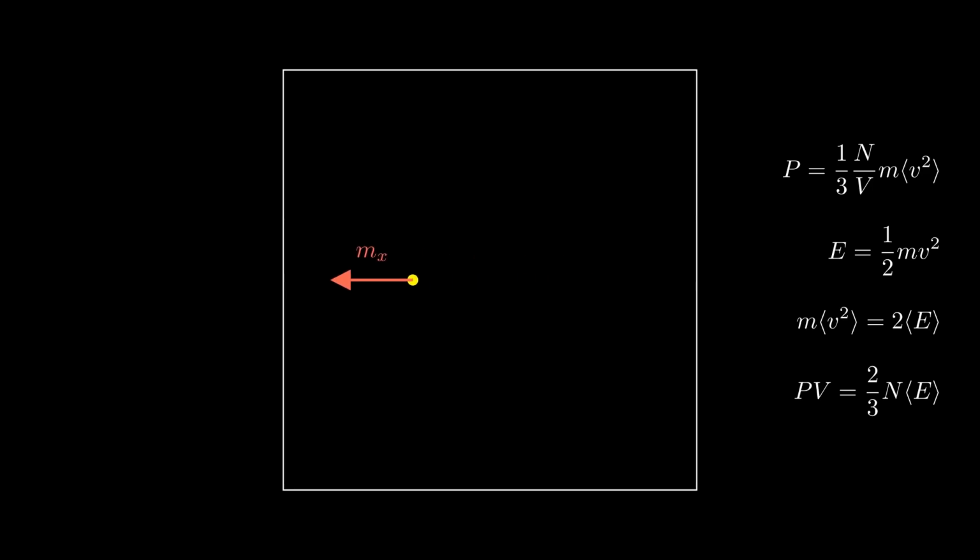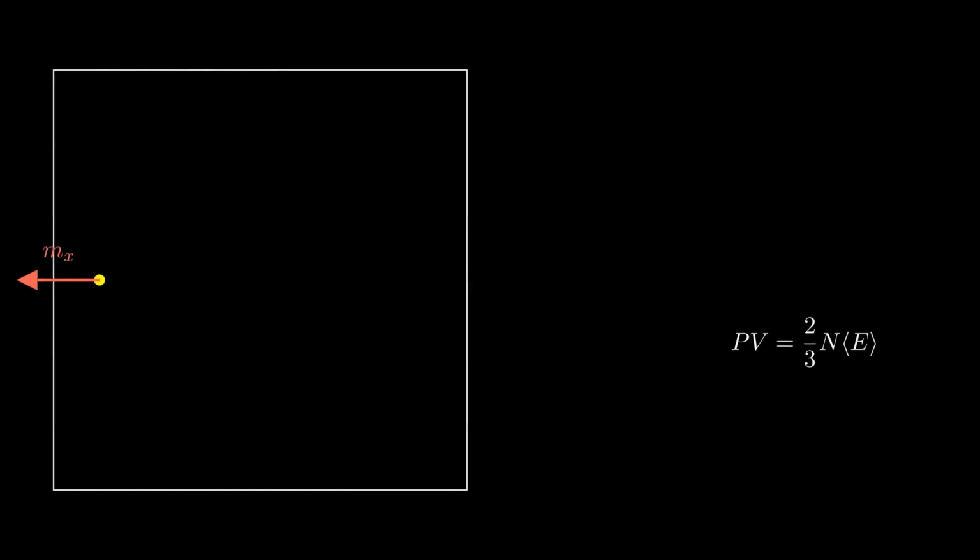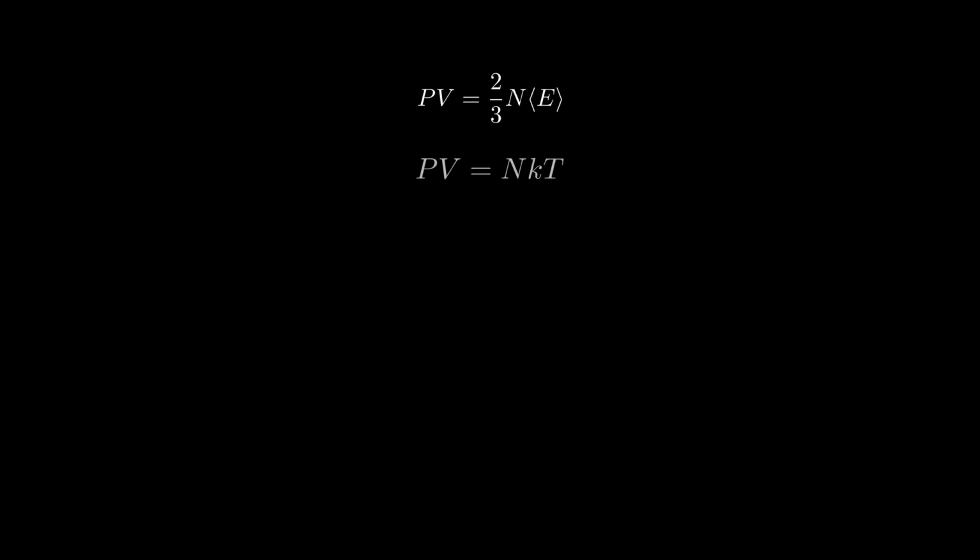This relationship comes from kinetic theory, first suggested by Daniel Bernoulli in 1738, and later developed by Clausius and Maxwell. And now, if we combine this equation with our other ideal gas law equation, PV equals nKT, we can use some algebra to show that the average energy of a particle is equal to 3/2 kT.